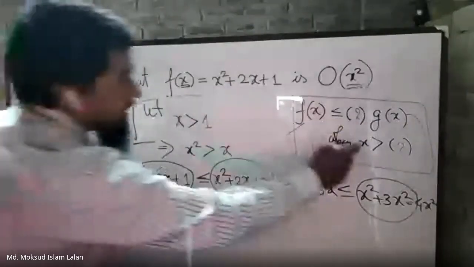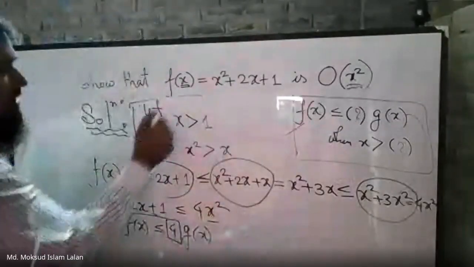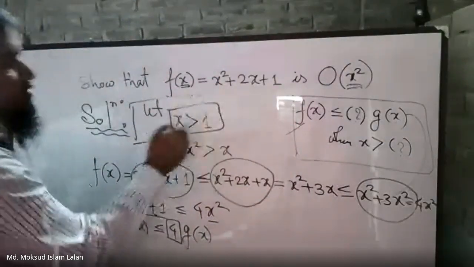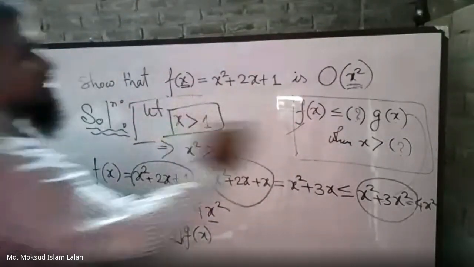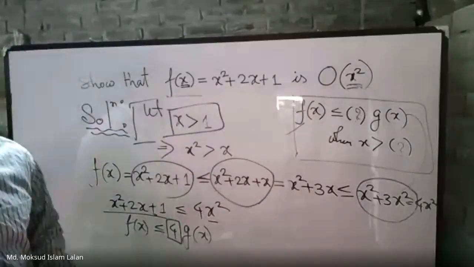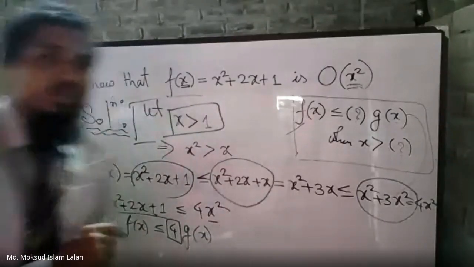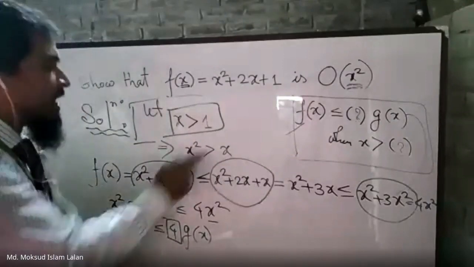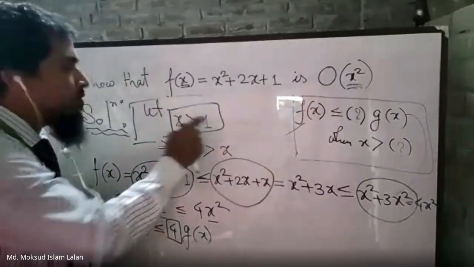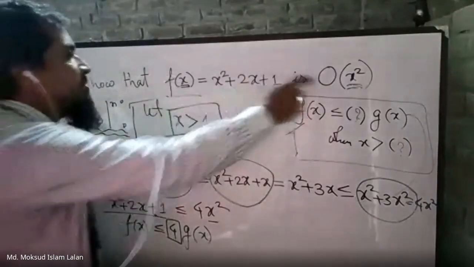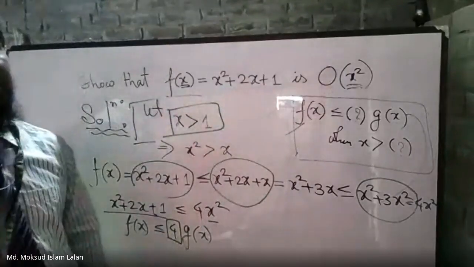And what about x greater? Here x greater than 1, that you have assumed, that was right. So on the basis of these two witnesses, 4 and 1, you can say yes, this is a big O of x square.